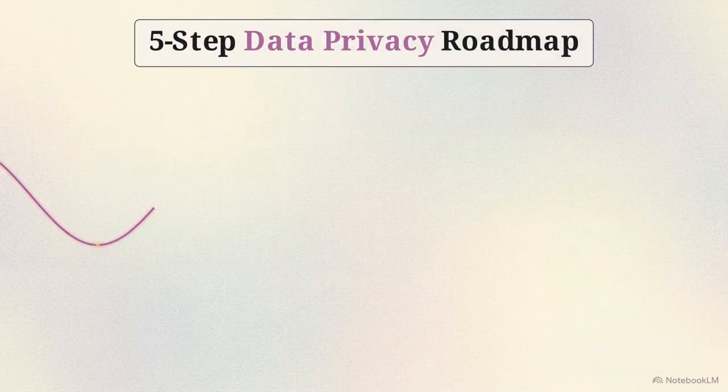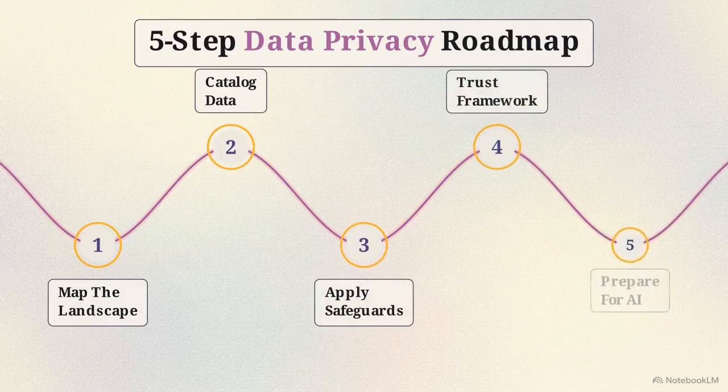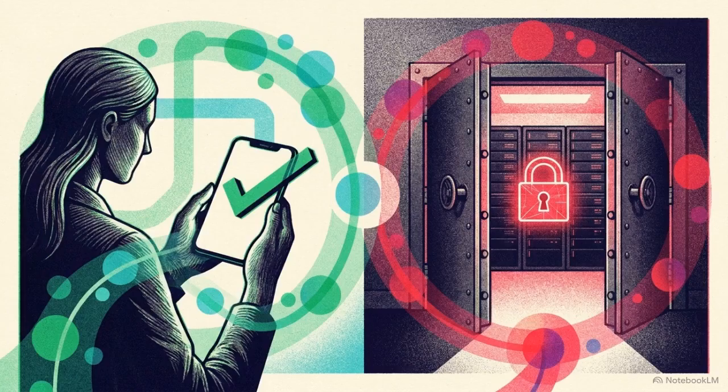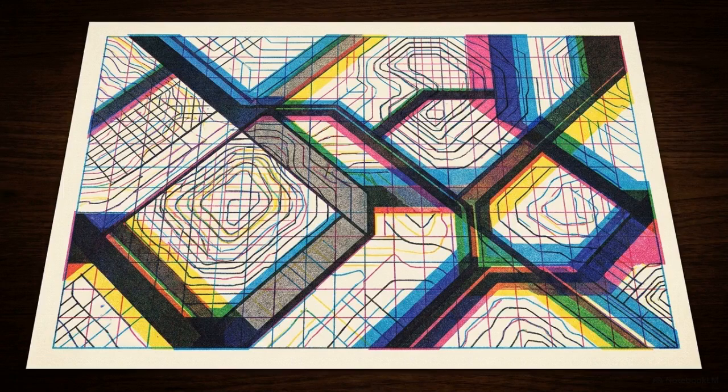We have distilled these requirements into a 5-step data privacy compliance roadmap. These steps move your business past the fear of an audit, allowing you to use compliance as a tool for building customer trust and securing your data assets. Step 1 is mapping your global regulatory landscape.